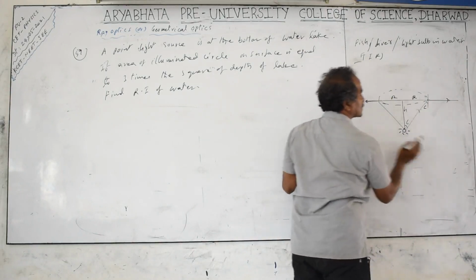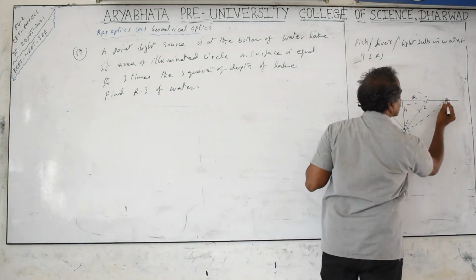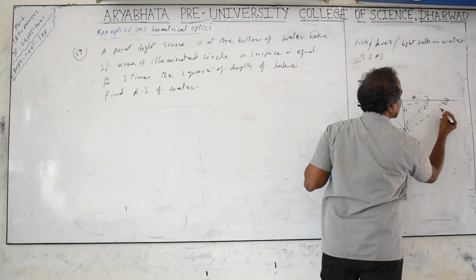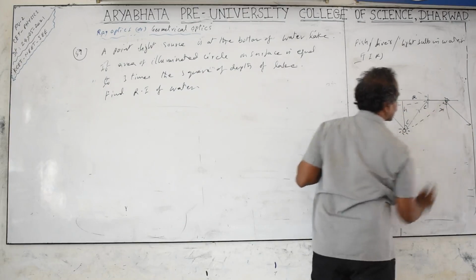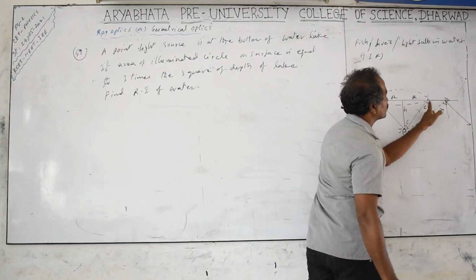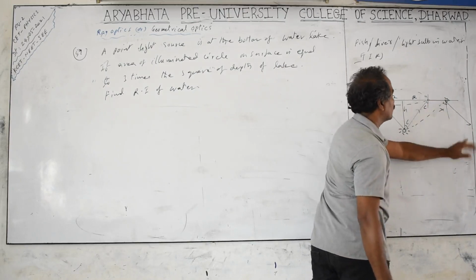What happens outside? Light going beyond this point has an angle of incidence more than the critical angle, so the light rays come back. Any light ray going to places other than this circle will be reflected back into the water.